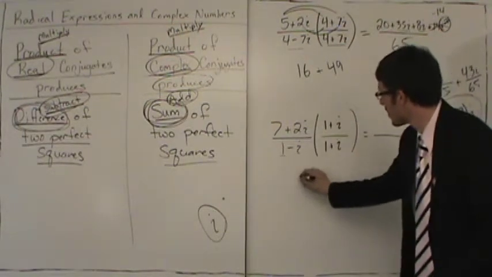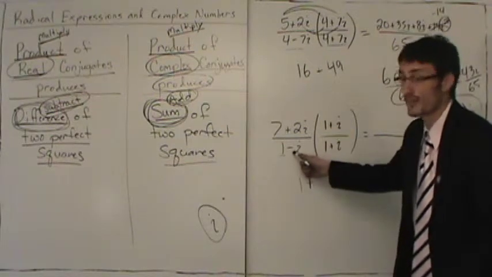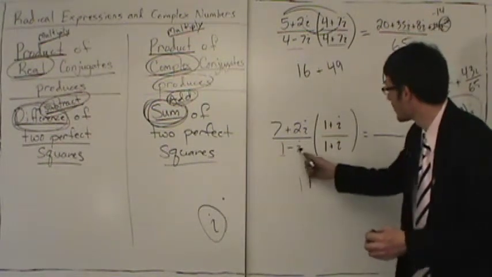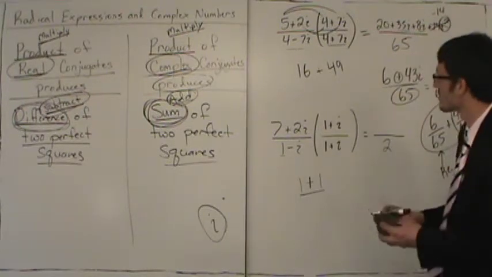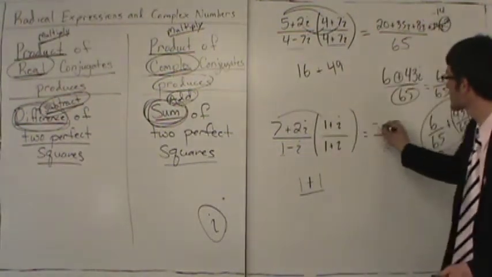1 times 1 is 1. And what's in front of the i? Well, there's a 1 in front of the i. 1 times 1 is also 1. So we end up with 1 plus 1, which is 2. Our denominator is 2. Now take the 7 times the 1 is 7.